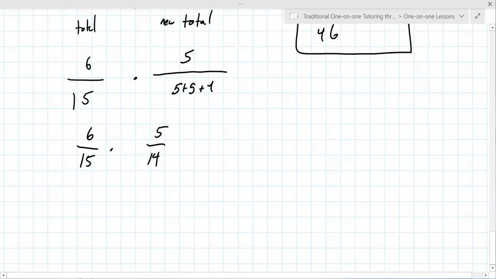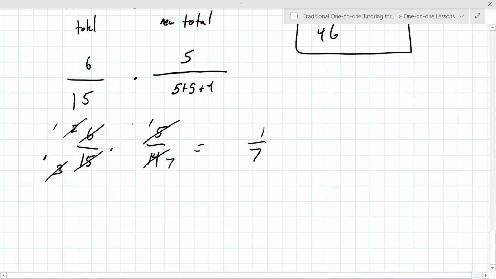And the mistake here is to not try to reduce a little bit. Like 5 and 15 are both divisible by 5. 3 goes into 6, so that's 2 and 1. And then 2 goes into 14, so you end up getting 1/7 when you do all that.